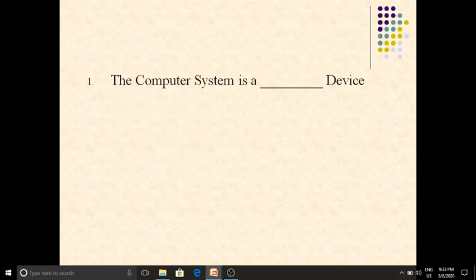Okay, students. Let us see the second question. The computer system is a dash device. What is a computer system? It is nothing but a hardware device.